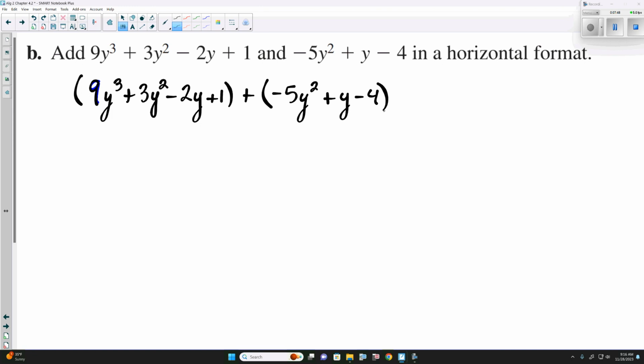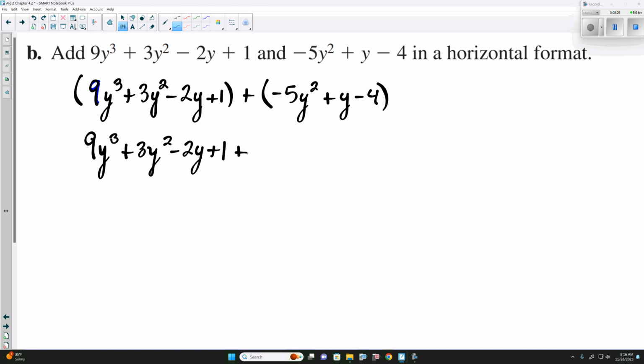Since there's not a sign in front of the first set of parentheses, we can just drop them. One more time. Here we don't have to because we're not lining them up. Because if we did it vertically, yes, I would offset it so that the y squareds line up, the y's line up, the constant term, so they're all lined up. Here, because it's just horizontally, we have it listed out, I don't have to leave a space for the y cubed because we're not having to line them up vertically.